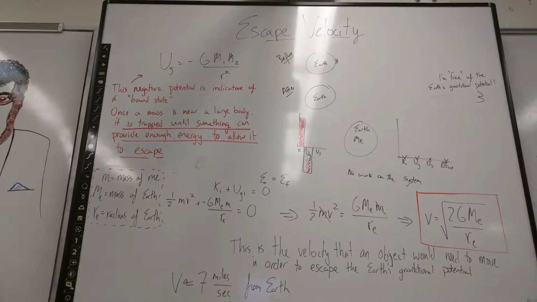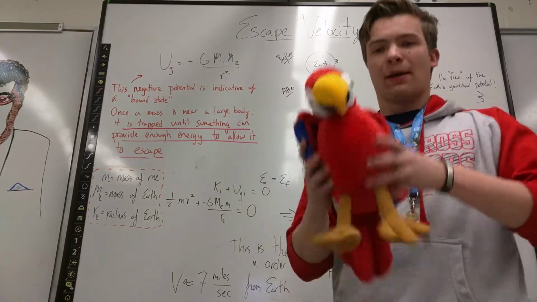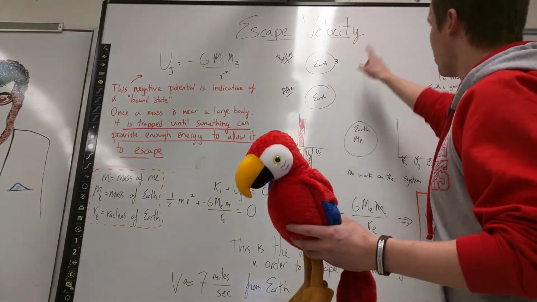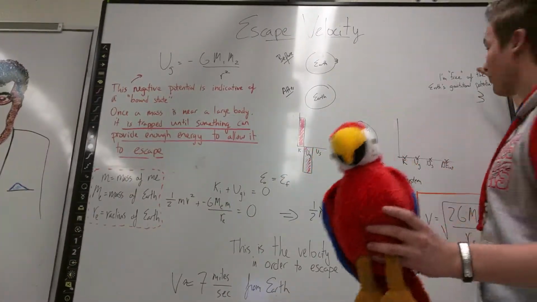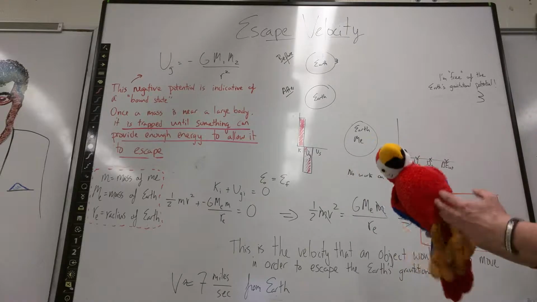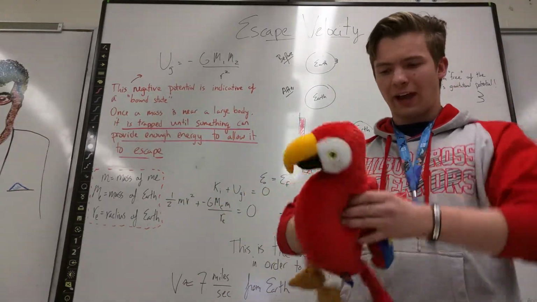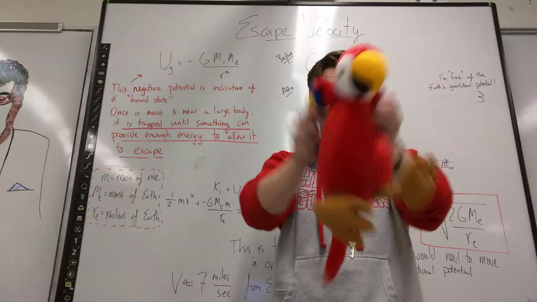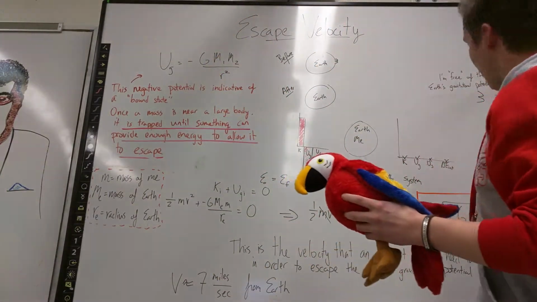I want to introduce you to a friend of mine. His name is Melvin. He's a parrot. He's so brave and curious. Melvin has this goal to get from the Earth's surface way out here where he's eventually free from the Earth's gravitational pull. And he came to me and he wondered, well, how fast do I need to flap my wings? How fast do I need to move in order to get out there?